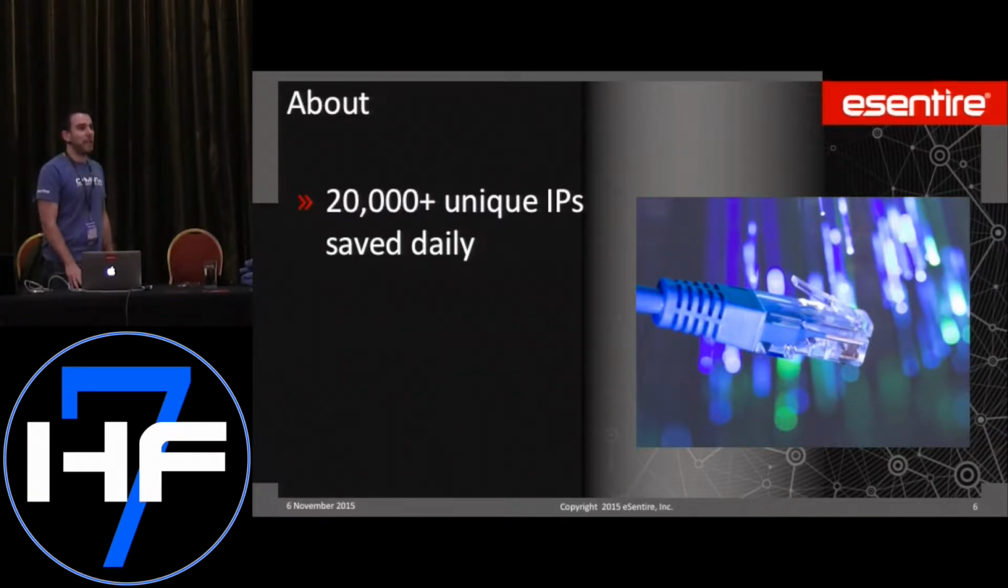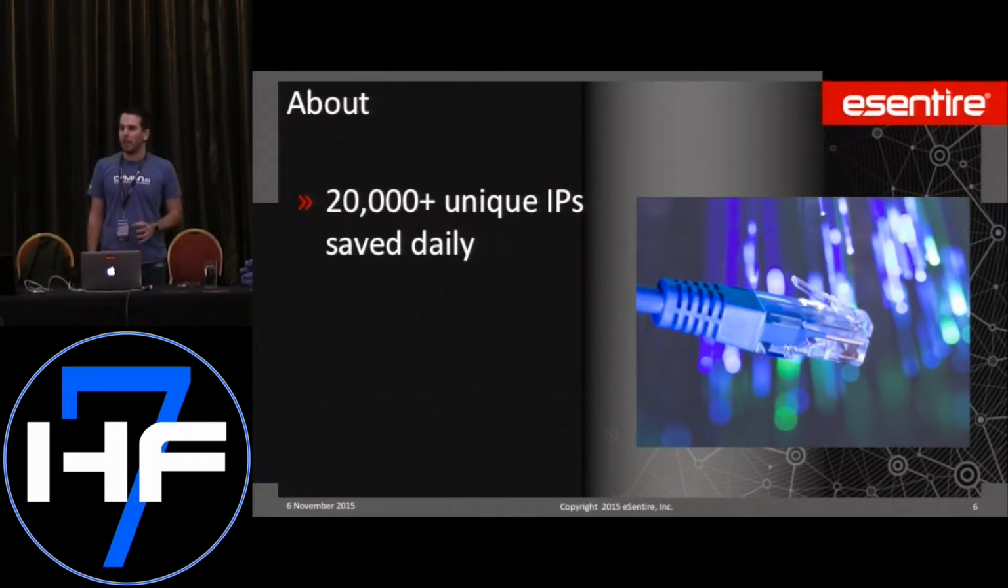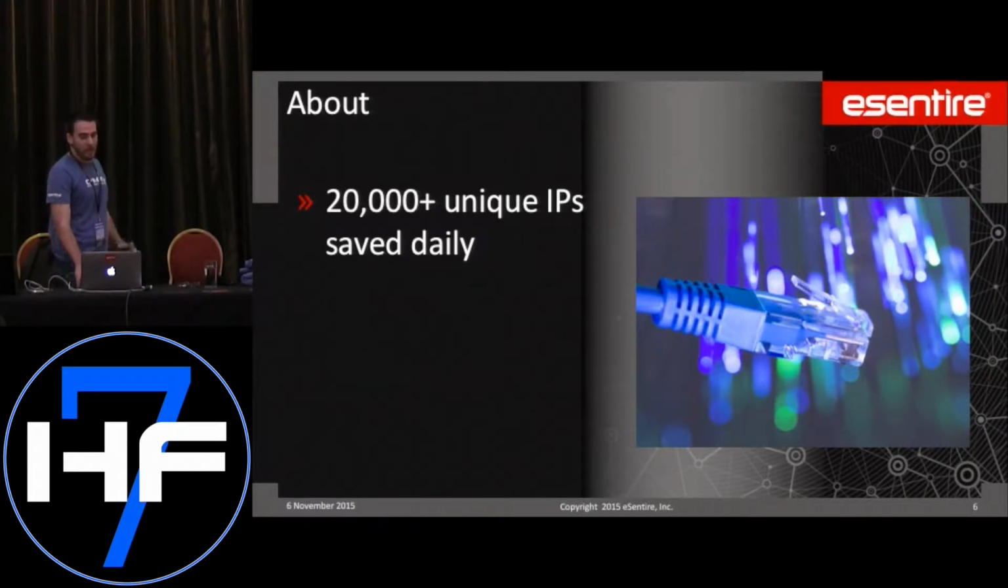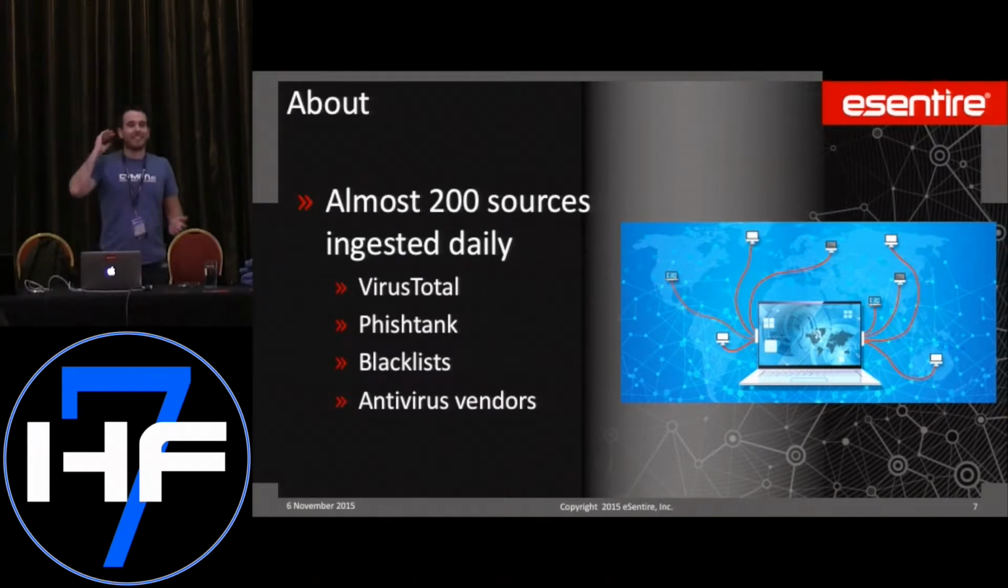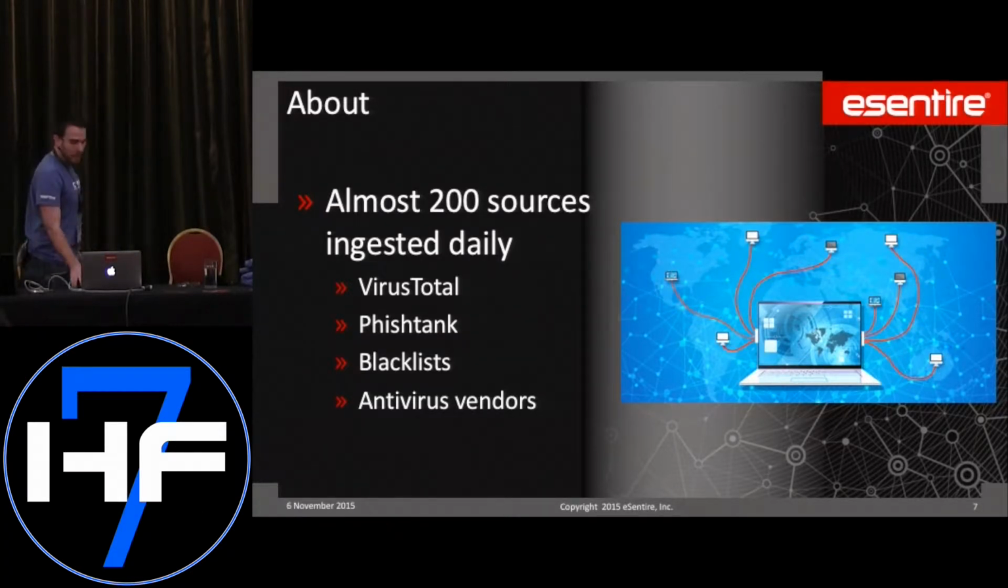On average, Cymon ingests about 20,000 new IP addresses that have never been reported before each day. And we have almost 200 different sources, different feeds. For example, VirusTotal would be one feed, PhishTank, and so on. Some antivirus companies will have a website where you can submit a URL and they'll scan it for you. And if they post those results on a public web page, then Cymon will go out and scrape that too. So a lot of different sources.